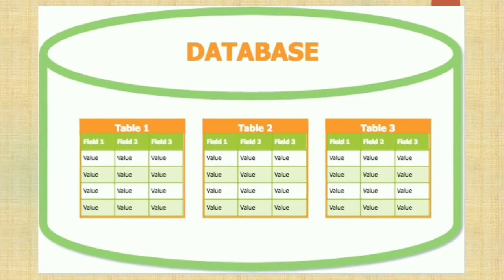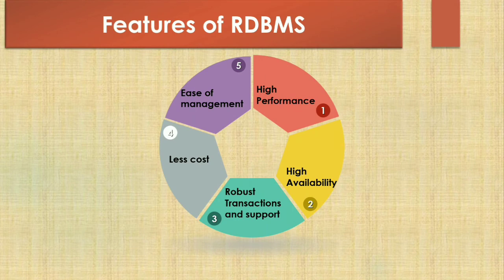So let's see the features of RDBMS. High performance is the first feature, which means it can work faster. The second one is high availability. You can easily download it from the internet and it is free of cost. Robust transaction support. Transaction means you can enter data, update the data or delete the data. All these actions are called transactions. It is strong enough, that is called robust, and it supports that feature.